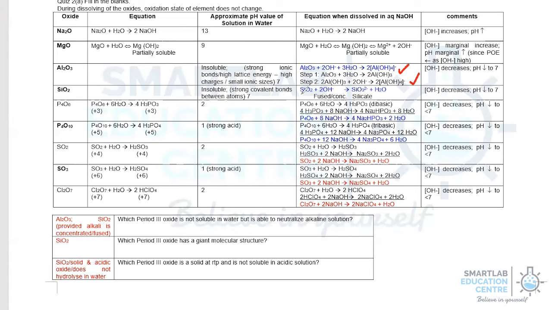The last part to highlight is to take note that actually silicon dioxide, although it cannot dissolve in dilute aqueous NaOH, can dissolve in fused or concentrated sodium hydroxide to produce actually a silicate. This was a reaction that you do learn at O-level, and at A-level they did test once before, asking you to write a balanced equation for this.